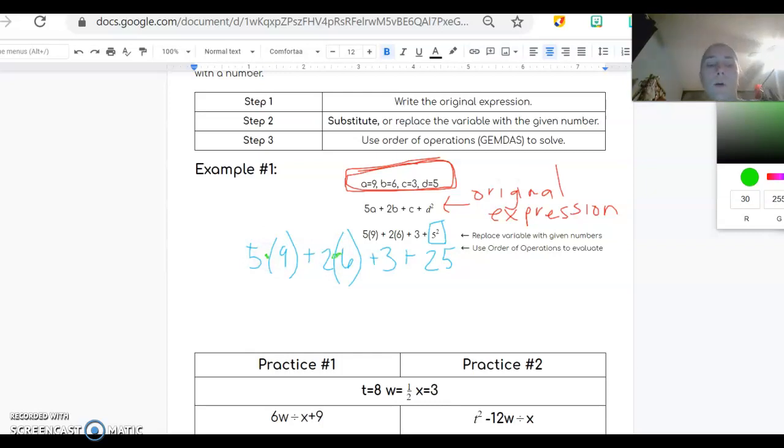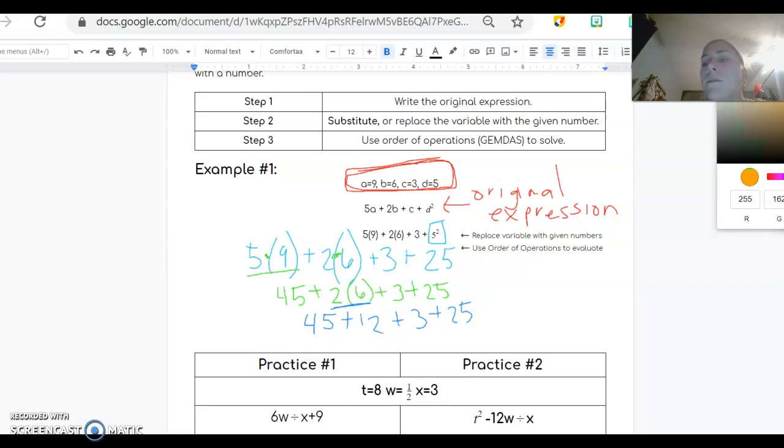Okay? So I'm going to start from left to right doing my multiplication. 5 times 9 is 45. We bring everything else down. Okay. We still see some multiplication there. So we're going to skip through our addition for right now because we're doing order of operations, multiplication. So I have 45 plus 2 times 6 is 12 plus 3 plus 25.